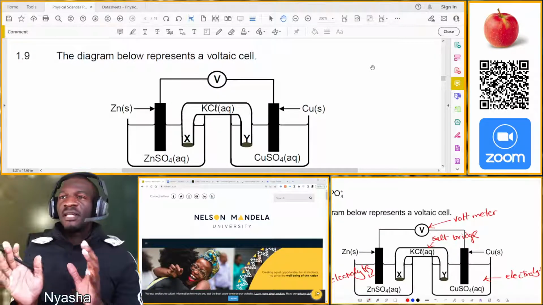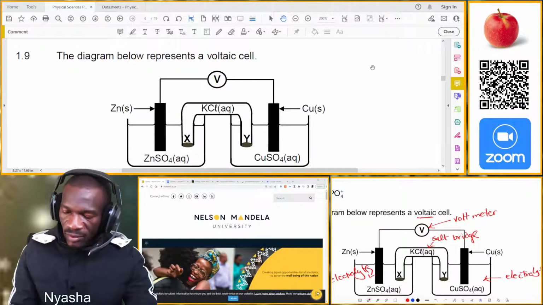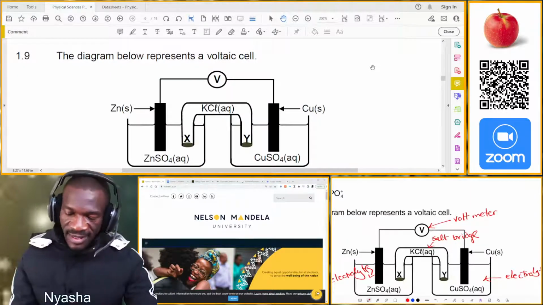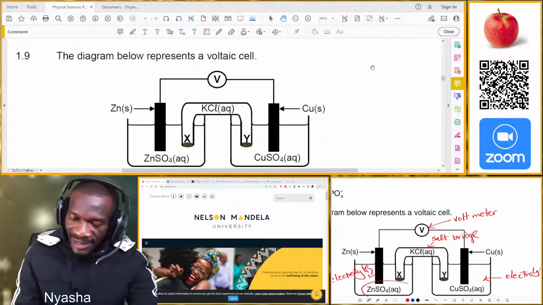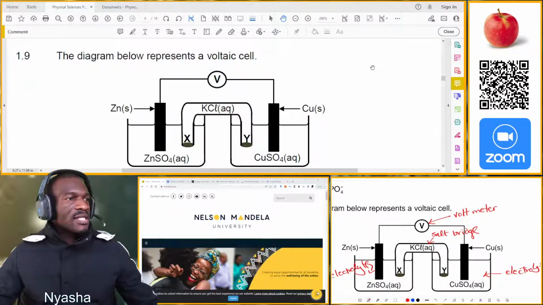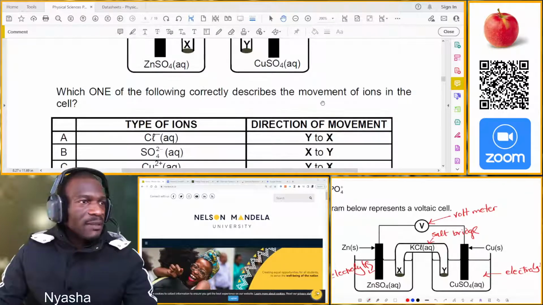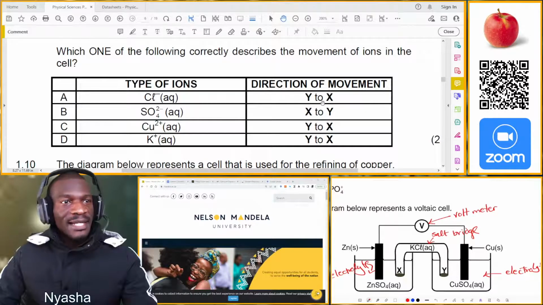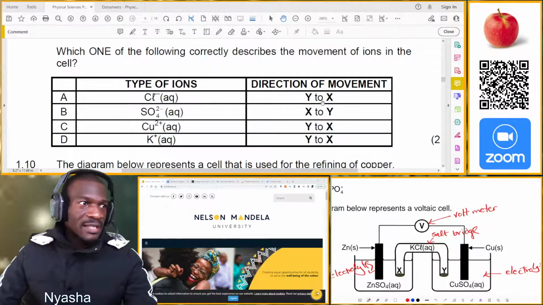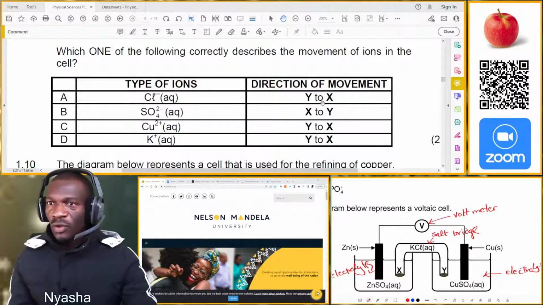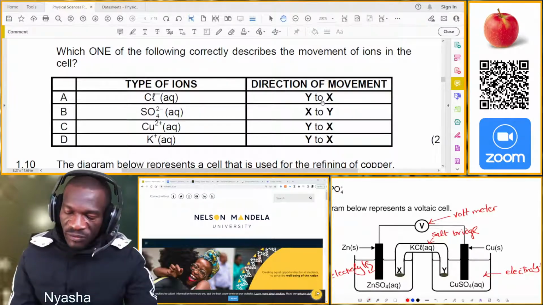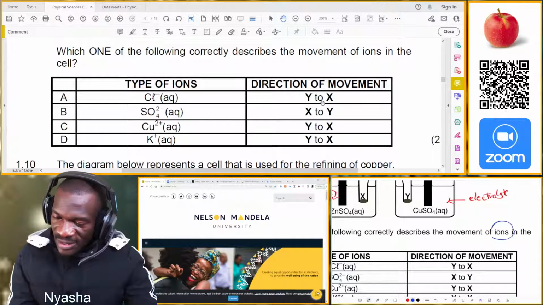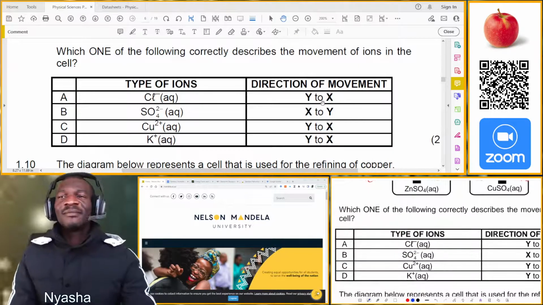Okay, so we have a number of things that are making up a voltaic or a galvanic cell, isn't it? Right, so we have seen the components of the galvanic cell, we have seen the metals, we have seen the electrolytes, and now let's find out what they want us to do with all this material. The question is, which one of the following correctly describes the movement of ions in the cell? Right, the movement of ions in the cell.